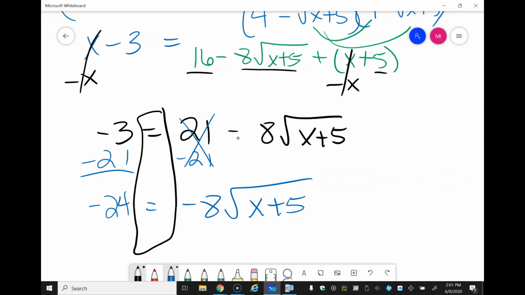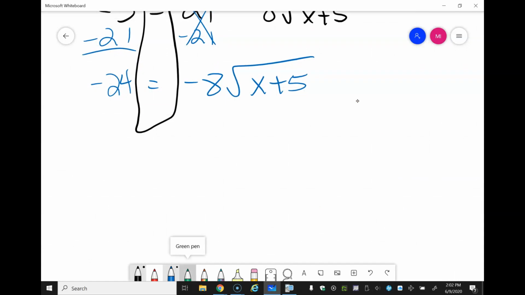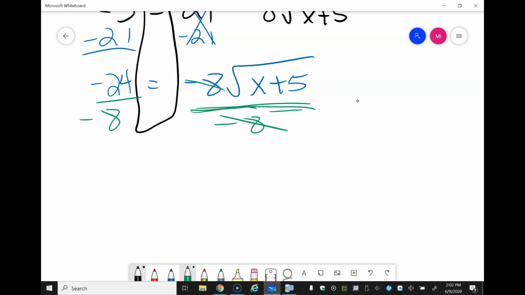Now I take the 8. Let's get rid of that by dividing, let's do the opposite. So divide on both sides. This cancels out with this one here. So over here, we're left with negative 3 is equal to the square root of x plus 5.